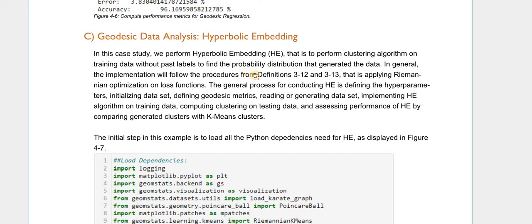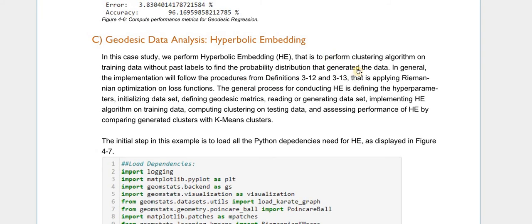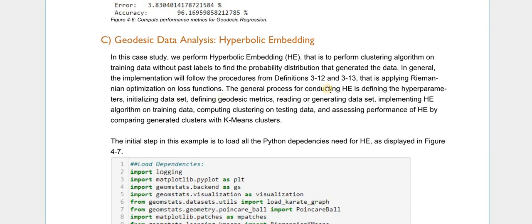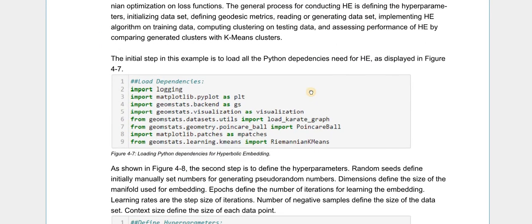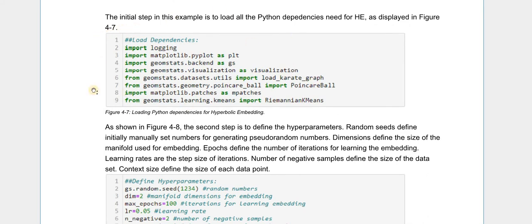So hyperbolic embedding is just performing a clustering algorithm on training data without labels to find the probability distribution or embedding that generated the data. And in general, the implementation of this, we've already talked about in terms of loss functions as well as the Riemannian optimization. Let's just talk about how we use Python here. So first things first, we load the dependencies. So we have Geomstats mainly. Geomstats has NumPy, so technically all this is just using NumPy.